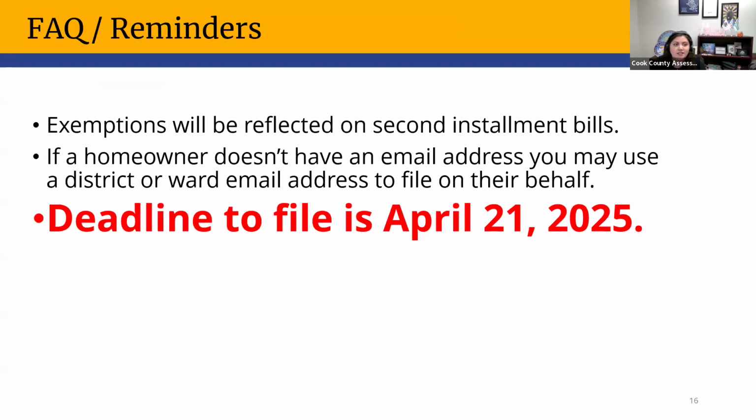Just as a reminder, our exemptions are reflected on the second installment bill that is mailed by the Cook County Treasurer's Office. That is the yellow paper copy. If a homeowner doesn't have an email address, you may use a district or ward email address to file on their behalf. And the most asked question: the deadline for our online application is Monday, April 21st. We encourage you to use our toolkit and share that information with your constituents.